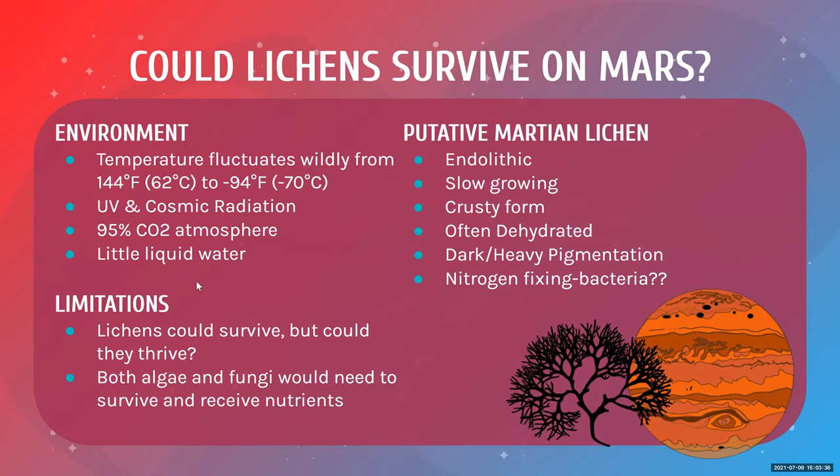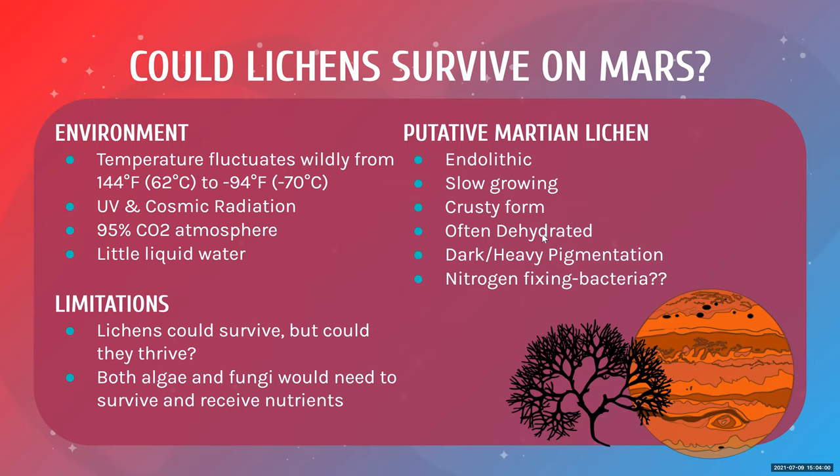So one would probably be being endolithic. It would have to live underground or in a rock to survive, just to protect from the radiation. It would probably be slow growing. A lot of lichens are slow growing just because of where they live. There's one in Antarctica that's over 5,000 years old. So if we were to find one there, it'd probably be very, very old.